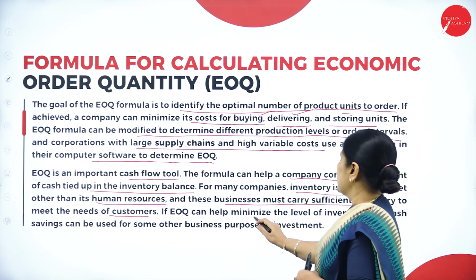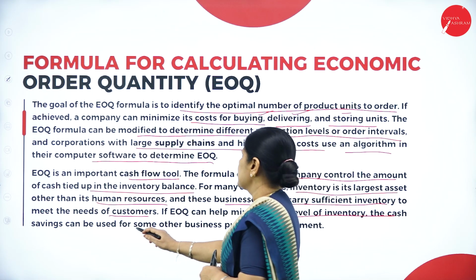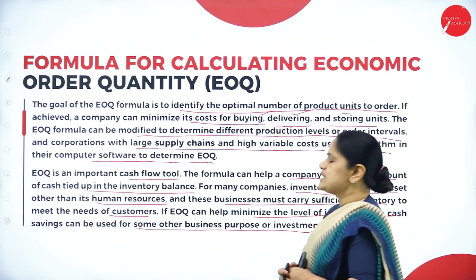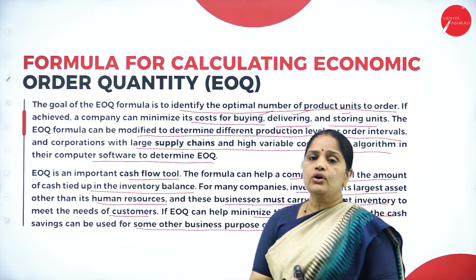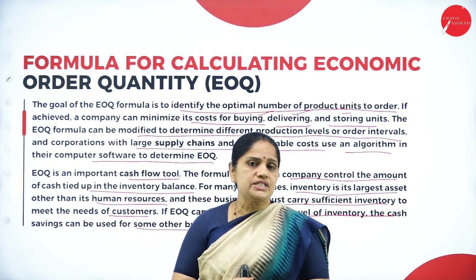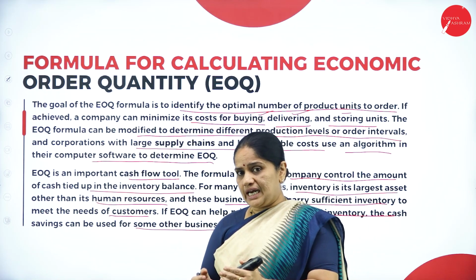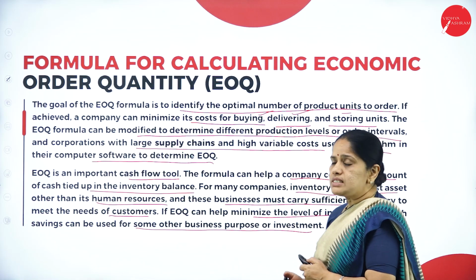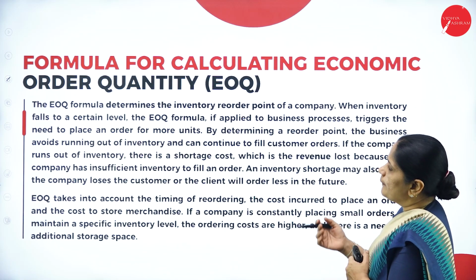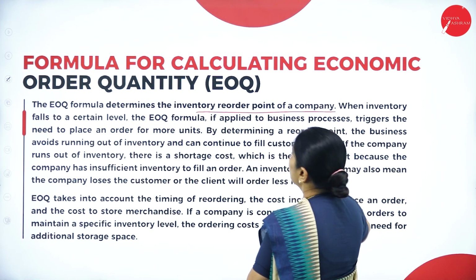If EOQ can help minimize the level of inventory, the cash savings can be used for some other business purpose or investment. So if with the help of the EOQ we are able to reduce the inventory level, then whatever cash we have saved from the reduction in the order can be used for some other investment or some other business purpose.